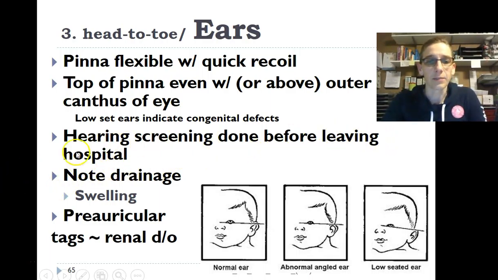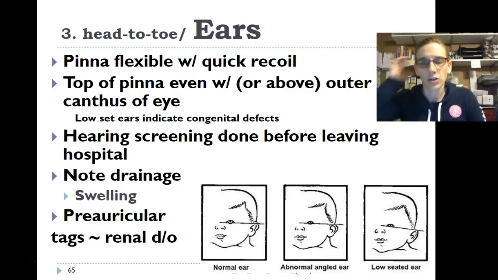A hearing screen is done before leaving the hospital. If the baby does not pass that hearing screen, they will set up a second hearing screen very quickly after discharge and get things started. They've shown significant improvements if the infant starts speech therapy and evaluation for hearing deficits. The earlier the better, right?